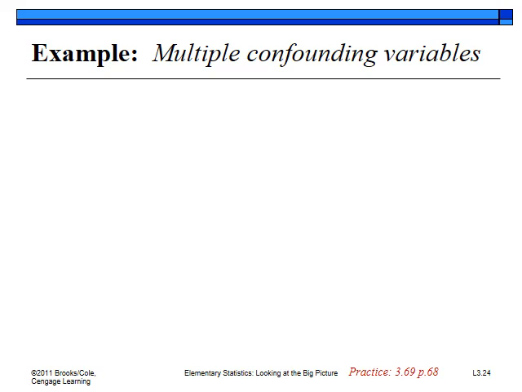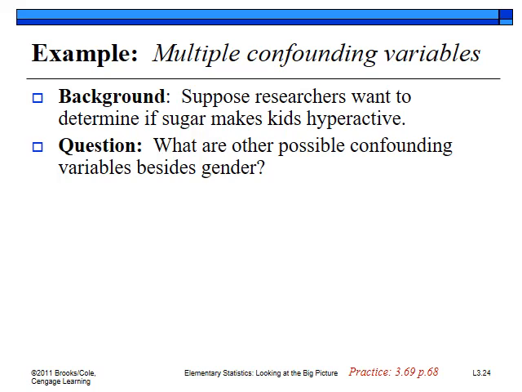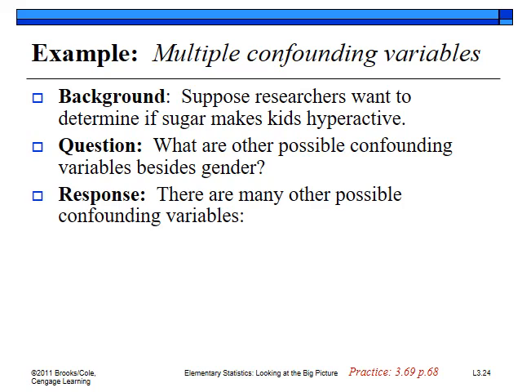Gender is only one possibility, though. What other things could be considered as confounding variables in this situation? Well, there are lots of them. Age could be one. Maybe older kids intake more sugar than younger kids and are also more hyperactive. Maybe kids that take in a lot of sugar do so through sodas that contain caffeine, and it's actually the caffeine that's making the kids hyperactive. Maybe there are some artificial additives in the food or drink that contains the sugar that is making kids hyperactive.